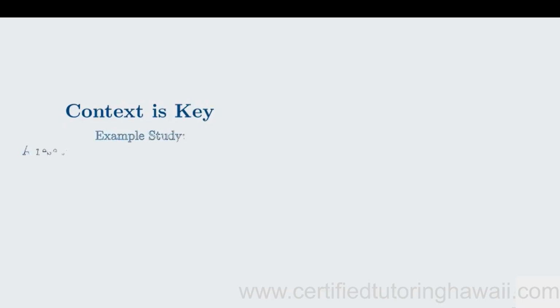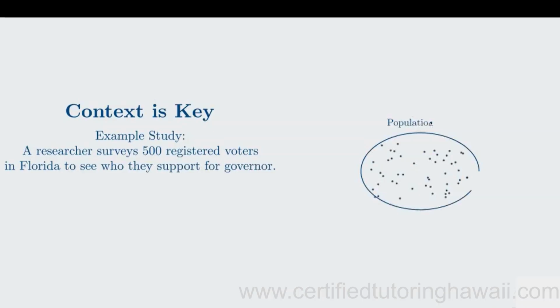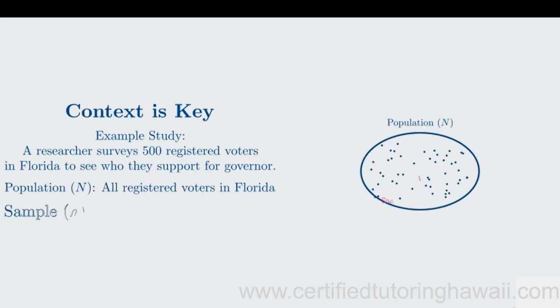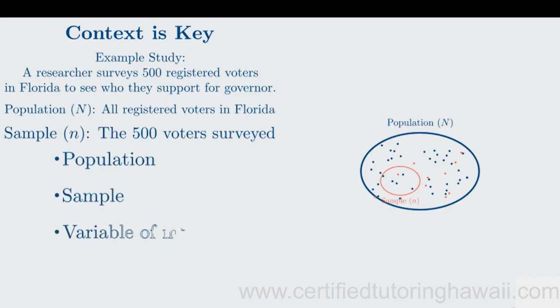It is about what those numbers mean in the real world. Consider this example study. A researcher surveys 500 registered voters in Florida to see who they support for governor. In this example, if we say the population is everyone, we are being too vague. The population is specifically all registered voters in Florida. The sample consists of the 500 specific individuals who were actually contacted. Identifying these components in context means using the specific nouns and descriptions from the problem. If you just write the people on the AP exam, you might not get full credit. You must specify which people.